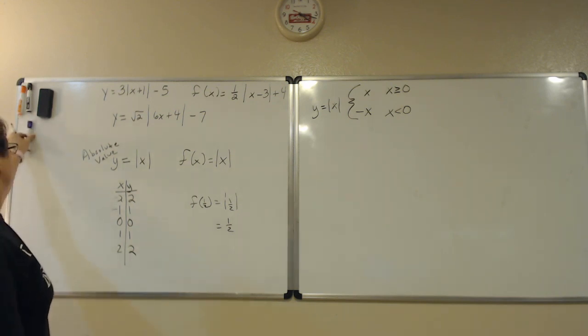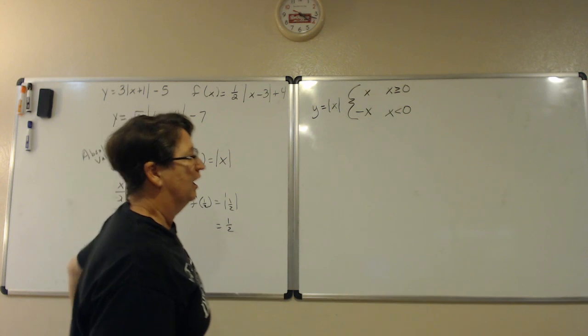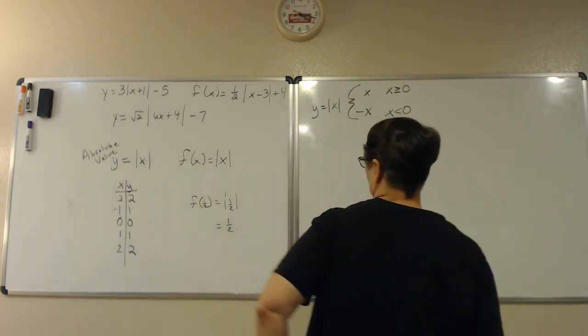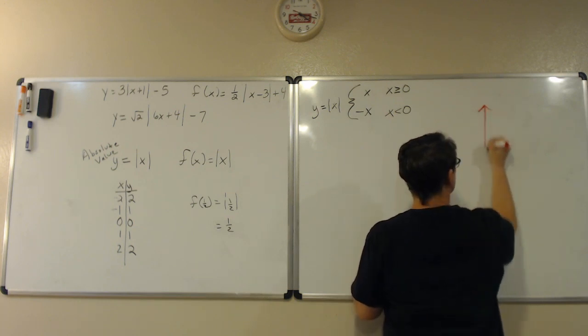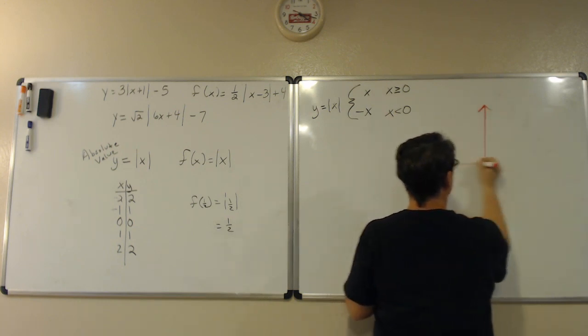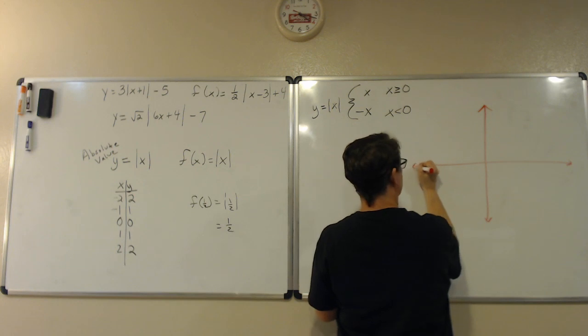So, what did I do with that red? I'm going to graph those 5 points. Negative 2, 2. You've got nice fancy graph paper.